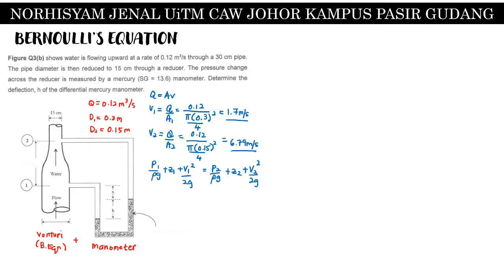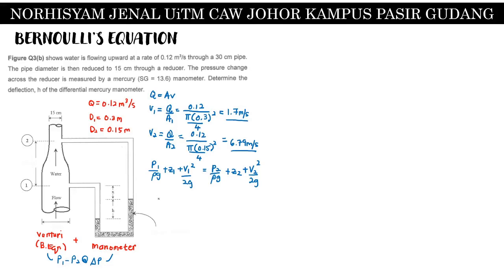Since we know this is a study between Venturi and manometer, what will be the connection between Venturi and manometer is P1 minus P2, or we call this delta P. It can be P1 minus P2, it can also be P2 minus P1. So that will be the connection between the Venturi study and manometer. So what we need to do is get the P1 minus P2 from this Bernoulli equation.